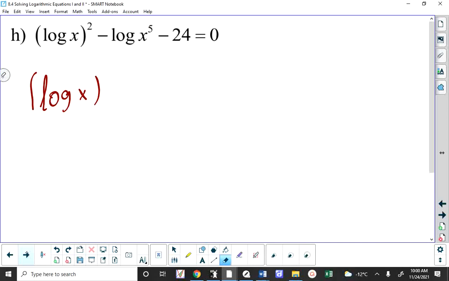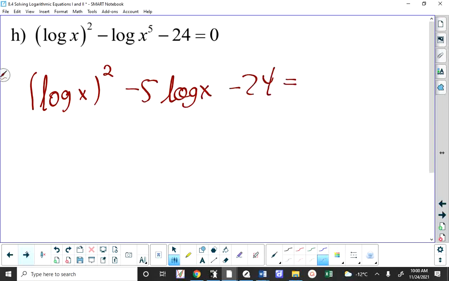Let's rewrite this as log of x quantity squared minus 5 log of x minus 24 equals 0. I hope it becomes clearer that this is quadratic. The first term has an a value of 1 times a thing squared. The second term is the linear term instead of the quadratic. It has a coefficient, a b value of negative 5, times that quantity to the 1, and then the constant term. So when we factor this, you're going to factor it into log x.